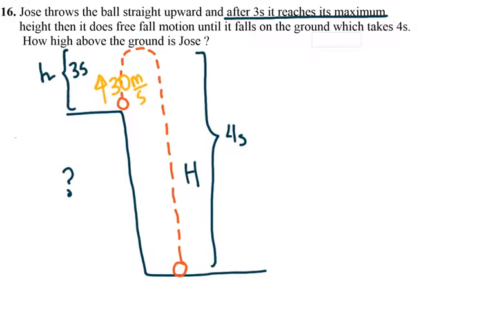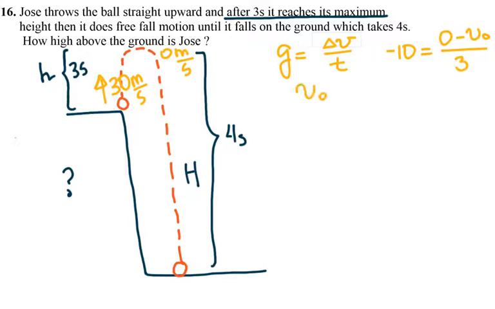Because each second you lose 10 meters per second. So I also could use the formula. The acceleration is equal to the change of the velocity over the time. The acceleration is -10. Final velocity all the way on the top is going to be 0 meters per second, minus initial velocity we're looking for, and the time they said is 3 seconds. So I see that initial velocity is 30 meters per second.